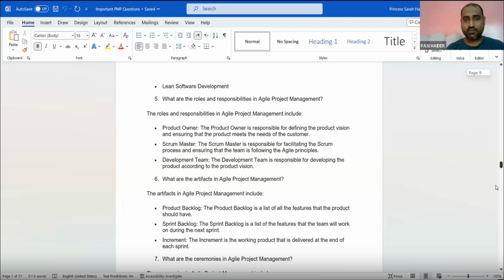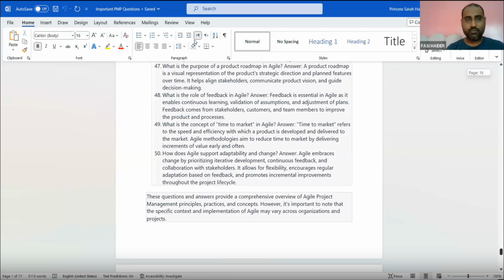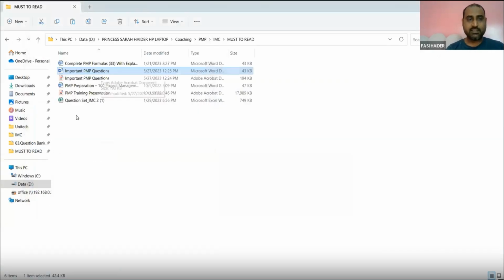Most of the 65 questions I put for agile project management will revise almost all the concepts. I'm not saying everything will be revised. I'm never saying that, but most of the concepts. So when I give this as must to read, you have to read. And this is the PMP training presentation slides.